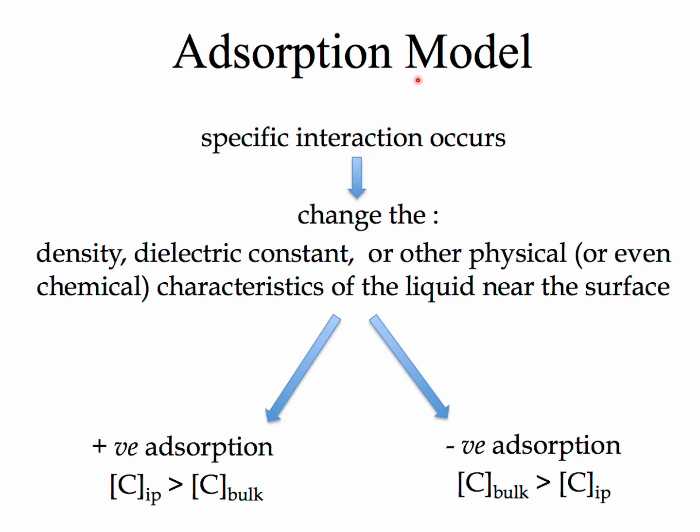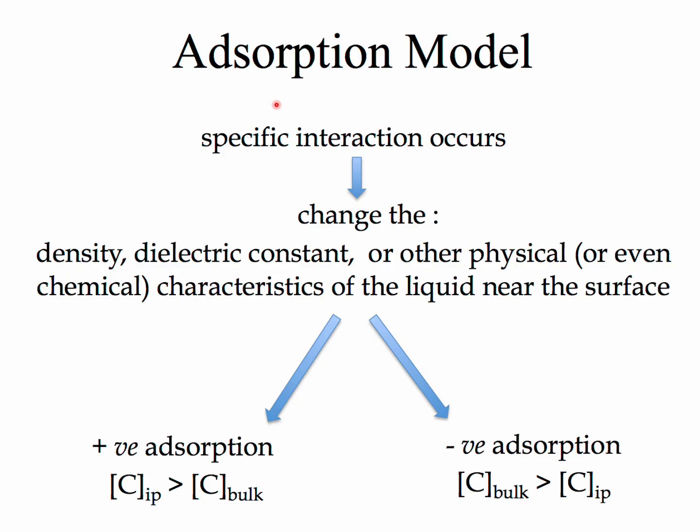Okay, so let's understand more about the adsorption model by focusing on what happens at the interface. When molecules approach the solid surface, specific interactions occur between the molecules and the surface. These interactions are not random. In fact, they can significantly change the properties of the liquid near the surface. At the interface, properties such as the density, the dielectric constant, and even other physical or chemical characteristics can become different from those in the bulk liquid. As a result, the liquid near the surface behaves differently compared to the liquid farther away.